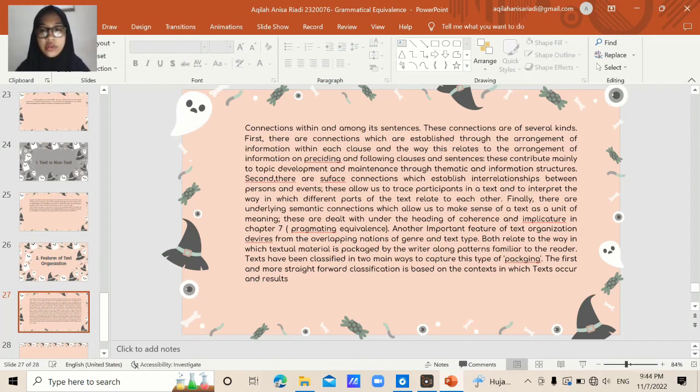Another important feature of the organization derives from the overlapping notions of genre and text type, which relate to the way in which textual material is packaged by the writer along patterns familiar to the reader. Texts have been classified in many ways to capture this type of packaging. The first and more straightforward classification is based on the context in which texts occur and result.